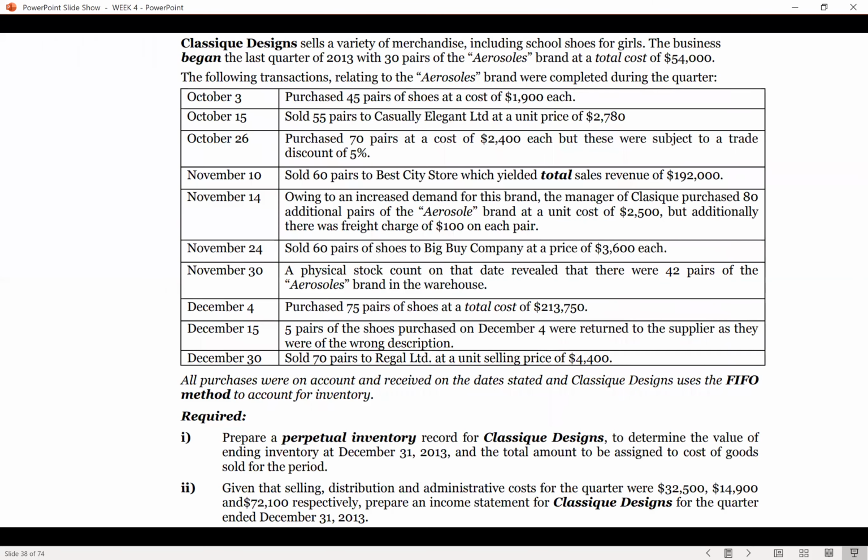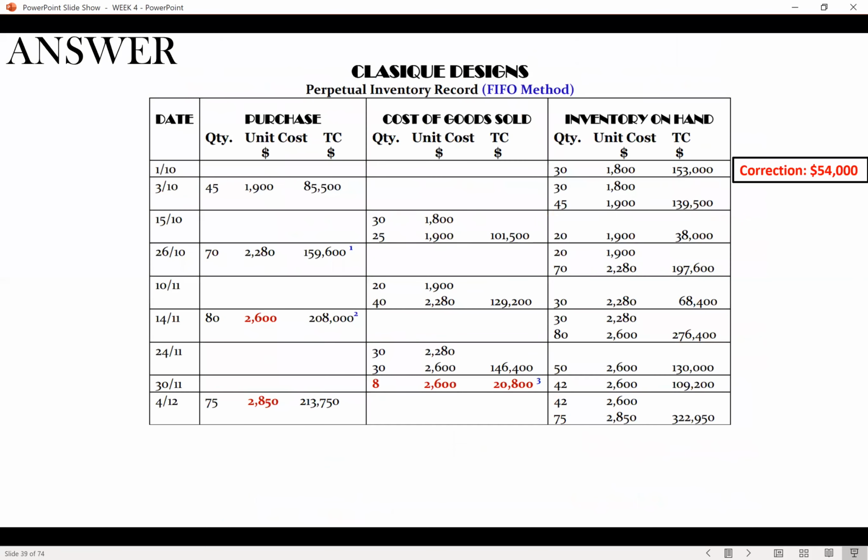All right. So December 15th. What December 15th is saying is that 5 pairs of shoes purchased on December 4th were returned to the supplier as they were of the wrong description. So if you go back to December 4th, you purchased 75 pairs of shoes. But what you're saying is on December 15th, you returned 5 of these shoes that you purchased. So what do you think we're going to be doing here?